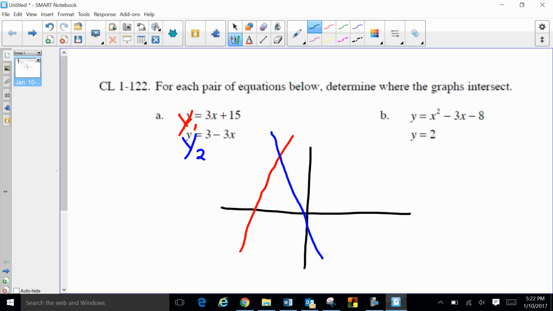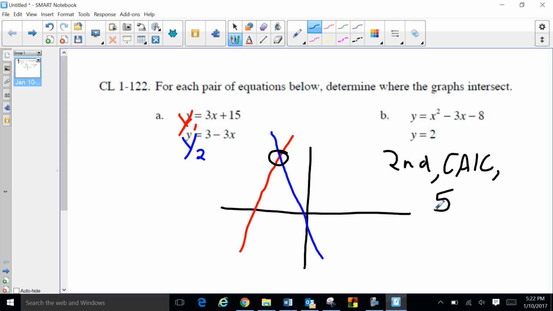Now, we talked on Tuesday about how to find that. There's a couple things you can press in the calculator. You can do second, then press calc, and then choose number 5 for intersect. And then you enter 3 times. It'll give you that intersection.